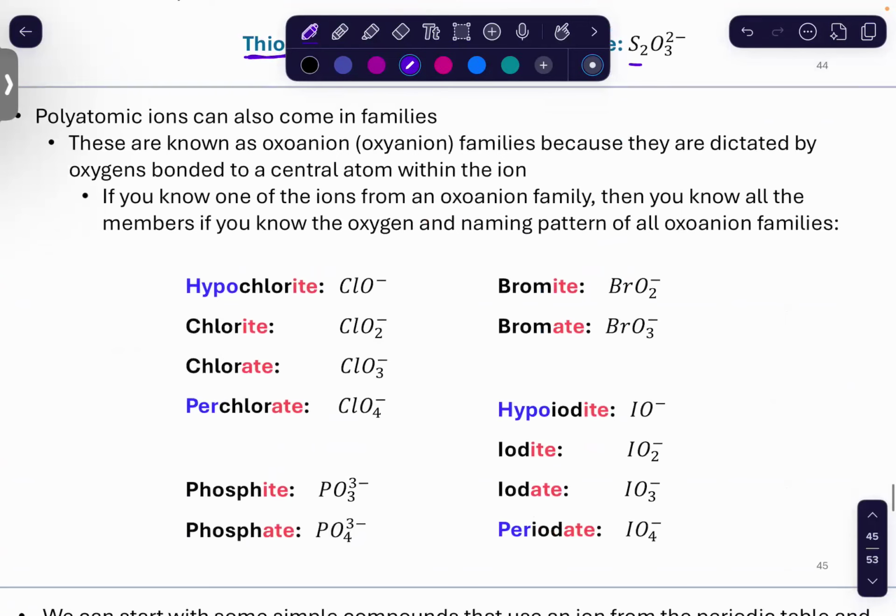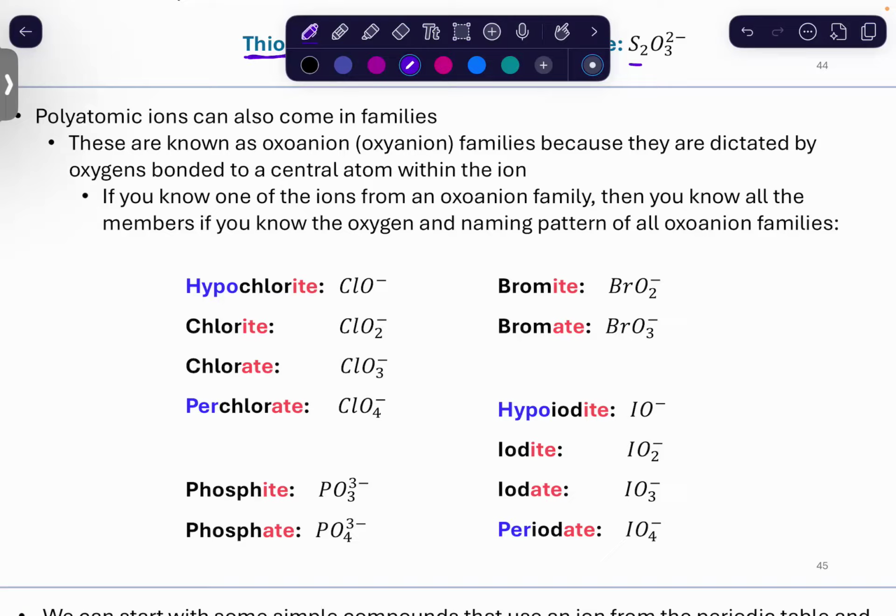Now, one thing I always like to learn is that polyatomic ions come in families. Several of them do, especially your oxoanions. Oxoanions is the more IUPAC way of saying that word. Some textbooks will call them oxyanions. It's the same word. I usually go with oxo because it's the IUPAC International Convention. But here's the thing. If you understand how these oxoanion families work and you understand the naming scheme, if you just remember one of the ions, then you have all of them.